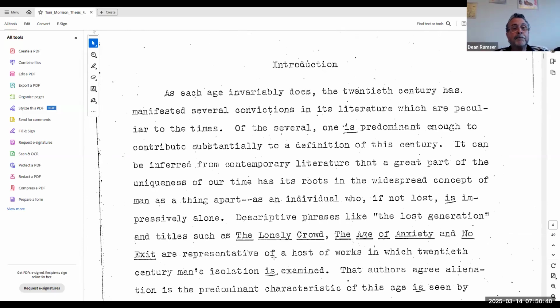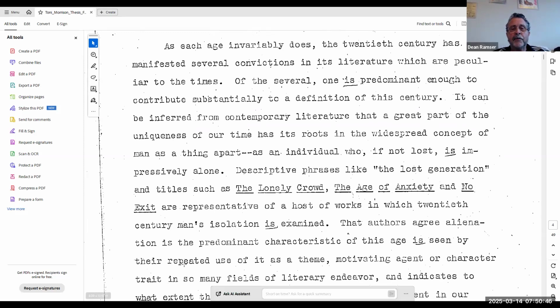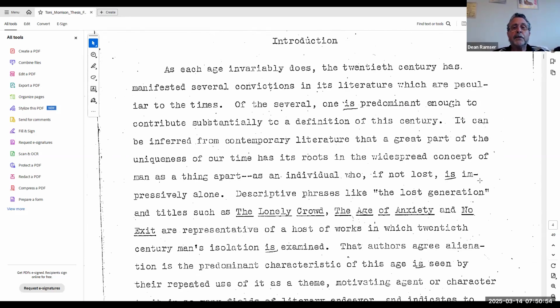So those elements still apply. At this time, when it was published, titles were underlined, published titles were underlined. So you have The Lonely Crowd, The Age of Anxiety, and No Exit. That's part of the context. So those are published books. Let's take a look at the opening sentence.